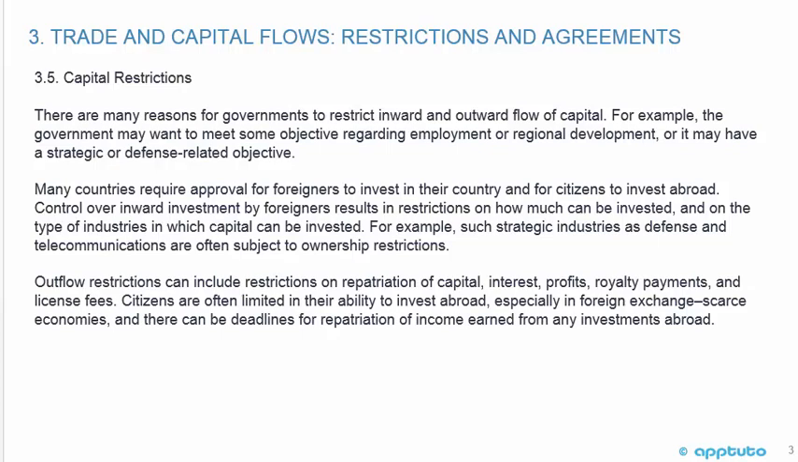Control over inward investment by foreigners results in restrictions on how much can be invested and on the types of industries in which capital can be invested. For example, such strategic industries as defense and telecommunications are often subject to ownership restrictions. Outflow restrictions can include restrictions on repatriation of capital, interest, profits, royalty payments, and license fees. Citizens are often limited in their ability to invest abroad, especially in foreign exchange, scarce economies. And there can be deadlines for repatriation of income earned from any investments abroad.